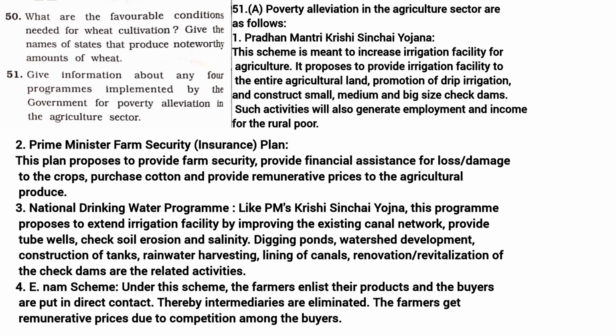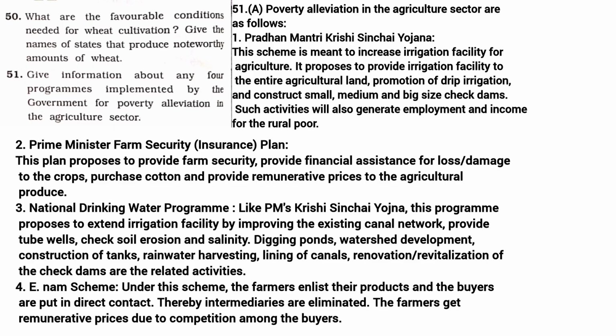Second, Prime Minister Farm Security, that is insurance plan. This plan proposes to provide farm security, provide financial assistance for loss or damage to the crops, purchase cotton, and provide remuneration prices to the agricultural produce. Number 3, National Drinking Water Program, like PM's Krishi Sinchai Yojana.